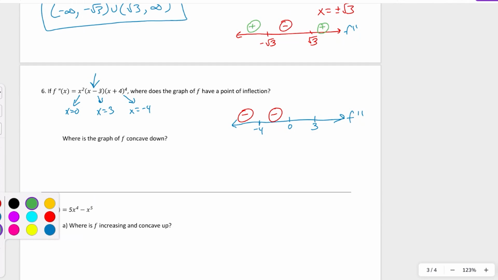If I plug in 1, 1 minus 3 is negative again. I suppose so, because we've got even multiplicity on that 0 as well. And then 3 is just a singleton, so I'm going to expect the sign to change here. If I plug in 5, 5 minus 3 is in fact positive. So there's actually only 1 point of inflection here, and that's at x equals 3.